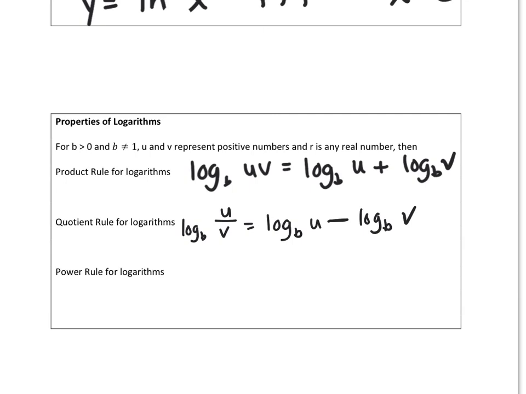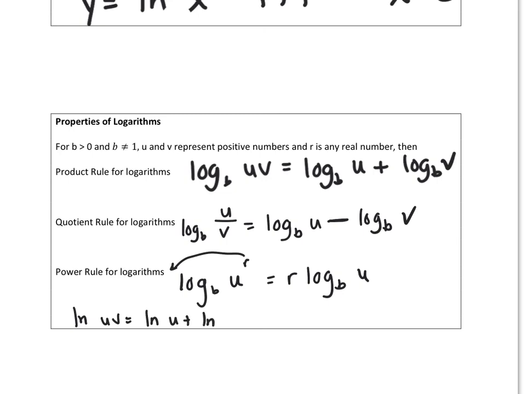And here's another one. We've already seen the power rule, but you will use it probably more than anything else. Log base b of u to the r. Remember, you can bring that down front. It's going to be r times log base b of u. Now, all the properties that I've written are true for ln. So if you had ln of uv, that's ln of u plus ln of v. All right. And I think that's all we have.